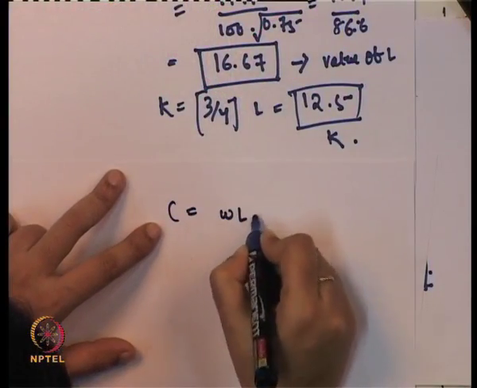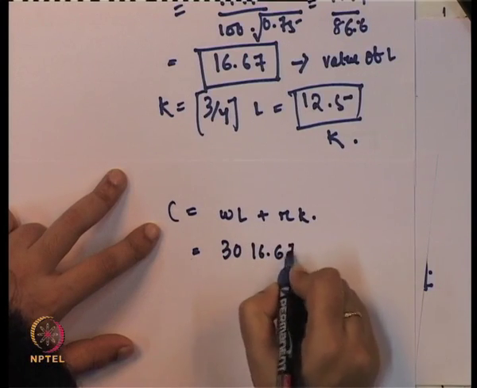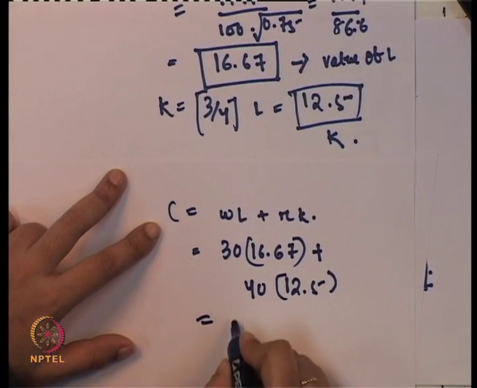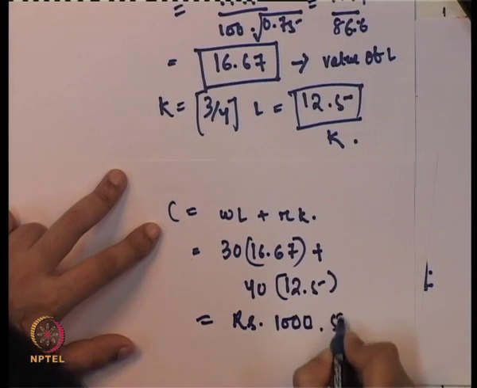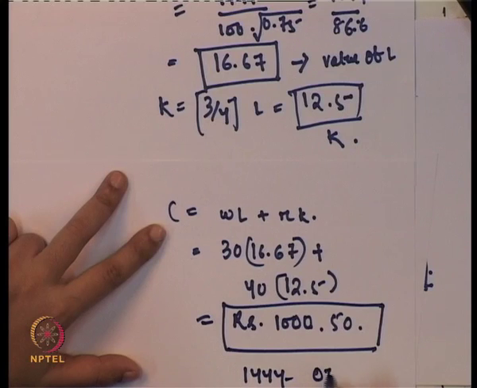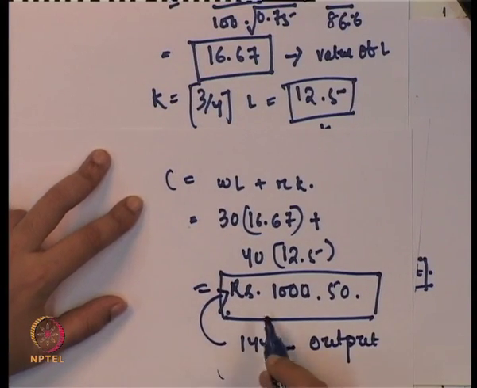Next, we need to find out what is the cost when labor is 16.67 and capital is 12.5, because ultimately, let me remind you, we need to find out the minimum cost of producing this given level of output. So, C is equal to WL plus RK. So, W is 30, L is 16.67, plus R is 40 and K is 12.5. So that comes to rupees 1000.50. So in order to produce 144 output, this is the minimum cost. So this is the given level of output and this is the minimum cost.